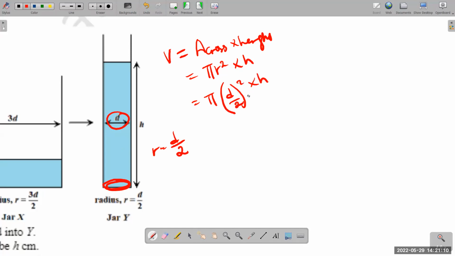Tell me if you're following me so far. So we expand: pi d squared over 4, because after we square this term, times h. Now, you know, in algebra, when you're multiplying two variables, what do you do? Join them up. So you're going to end up with pi d squared h over 4. So everybody see how we get the formula for the second container?